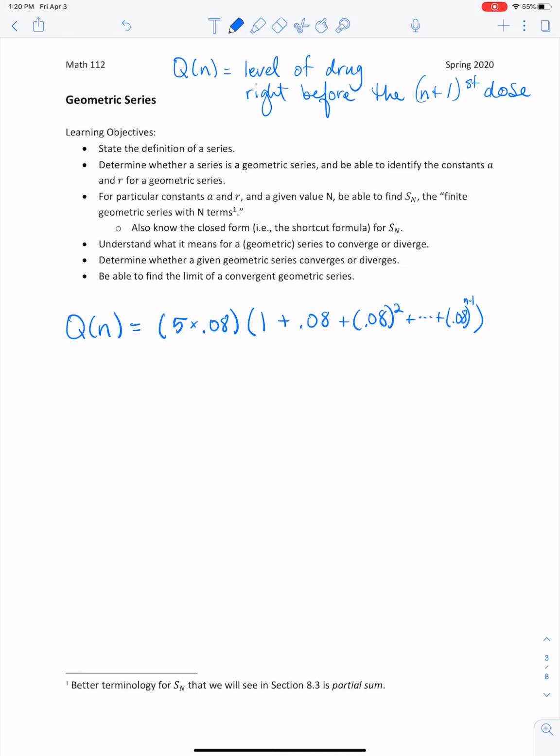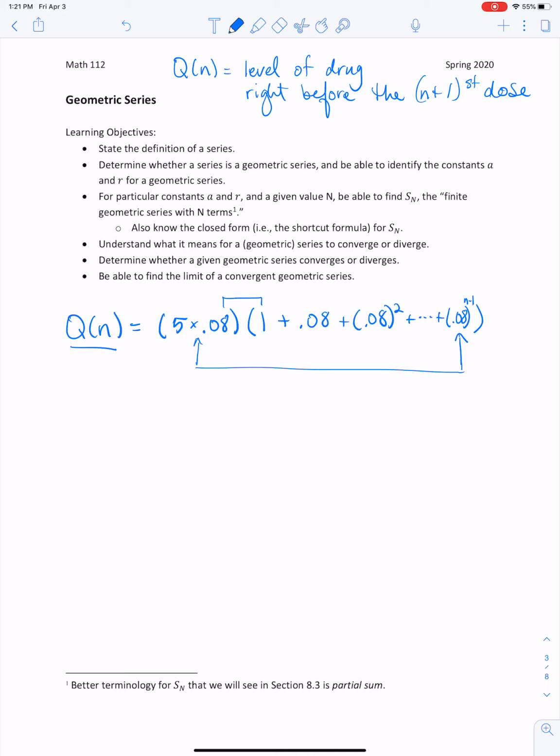And so this is right, if it's the level of the drug right before the n plus first dose, then this quantity here times 5.08, so this product, is the amount of the drug left over from the first dose, and this product here, 5 times 0.08 times 1, that's the amount of the drug left over from the most recent dose.